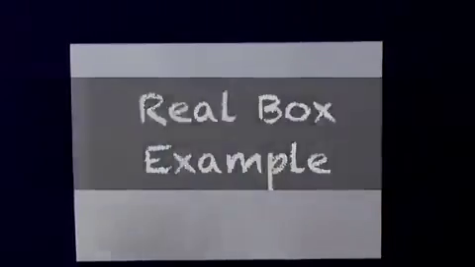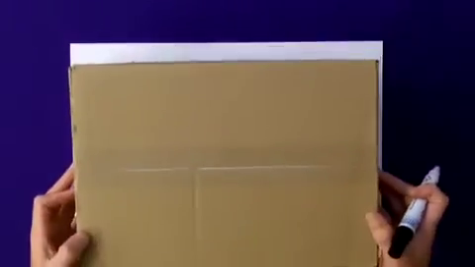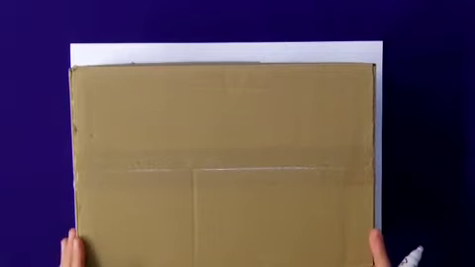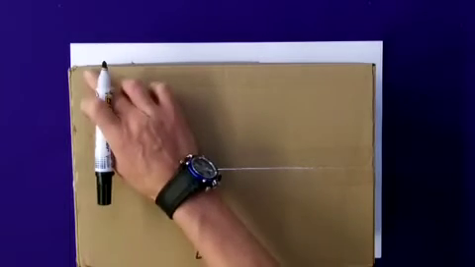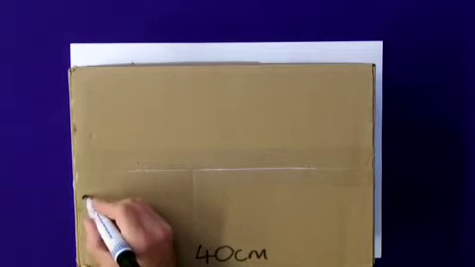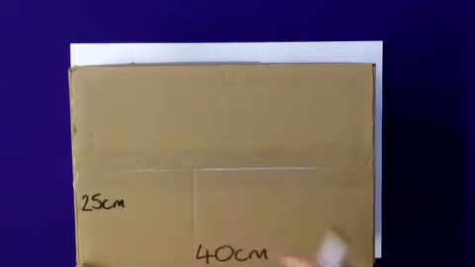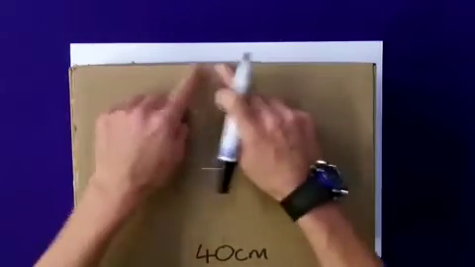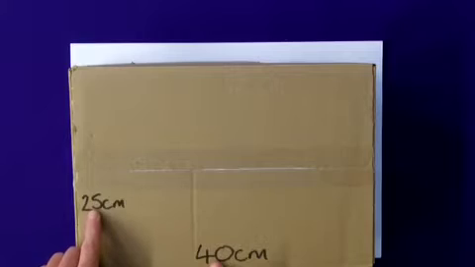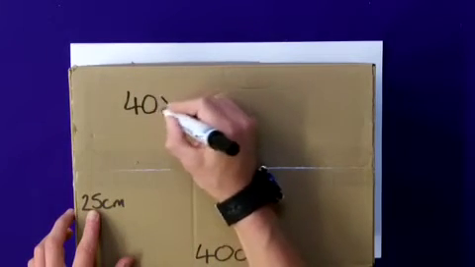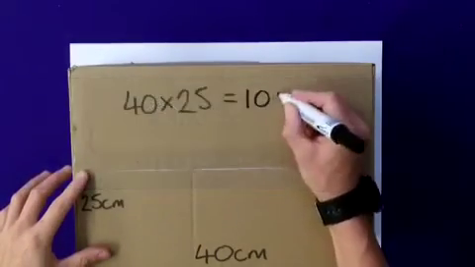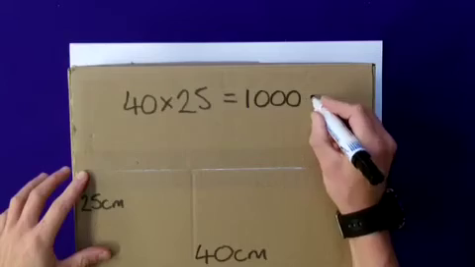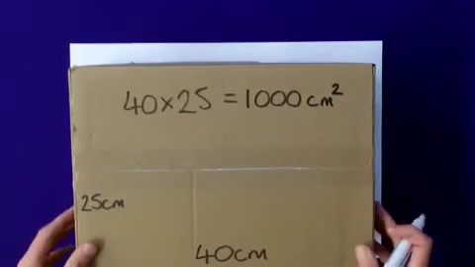Let's apply this to a real example. Imagine I have this cardboard box and I want to work out its volume. First thing I'm going to do is measure along here. For the sake of argument, let's say that this is 40 centimetres. I'm also going to measure along here. Again, let's say that this measures 25 centimetres. So I'm now going to calculate the area of this base by multiplying 40 by my 25. 40 multiplied by 25 is equal to 1,000. Now I've worked out area, so this is actually centimetres squared for now.